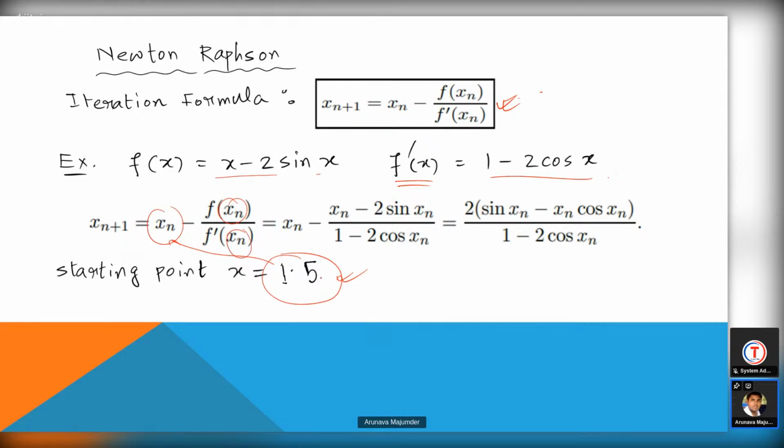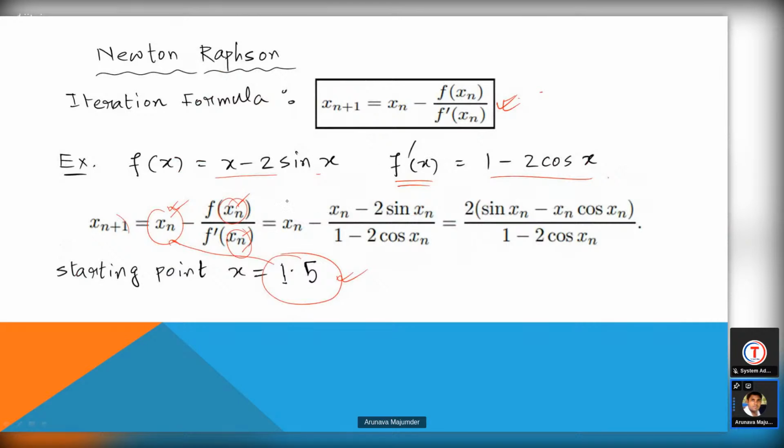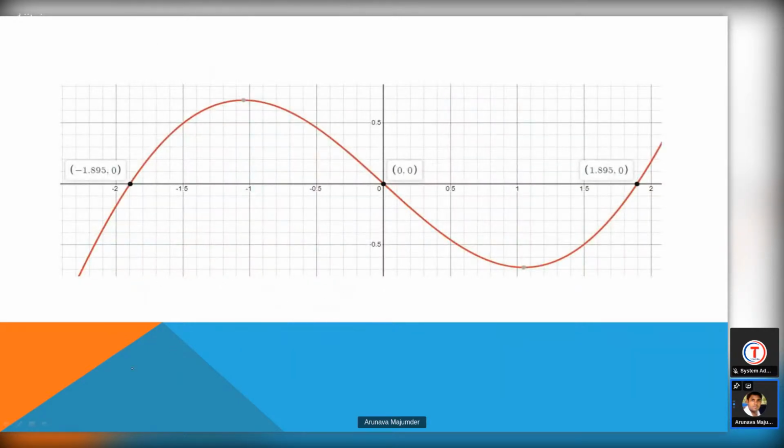We get a value of x, another x, because x n plus 1 equals this. Again that value is used here, here, and here. We get another value of x. Again that value has to be used here, here, and here, another value of x, and this iteration will go on. And here now you can see this particular function x minus 2 sine x has three different roots.